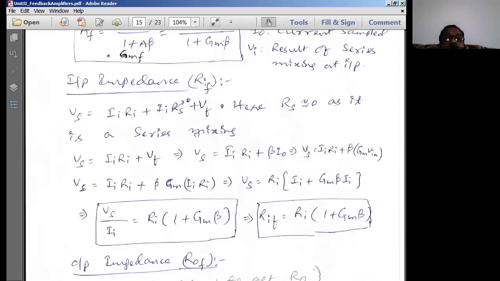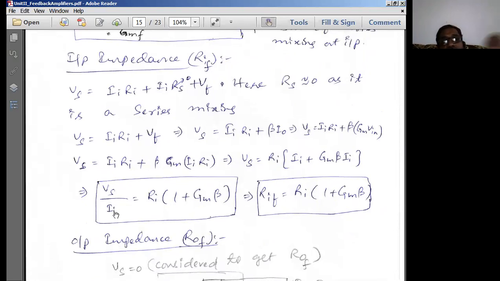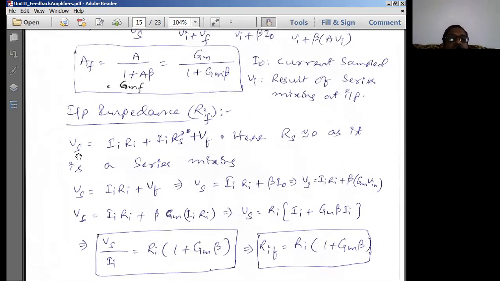Now let us go for the input impedance. Input impedance means the input voltage divided by the input current, which is the input resistance. So we should try to get that now. As it is a series mixing, the voltage should increase. That means the internal resistance of the voltage source, which is going to be the virtual effect, should be approximated to zero for this condition.